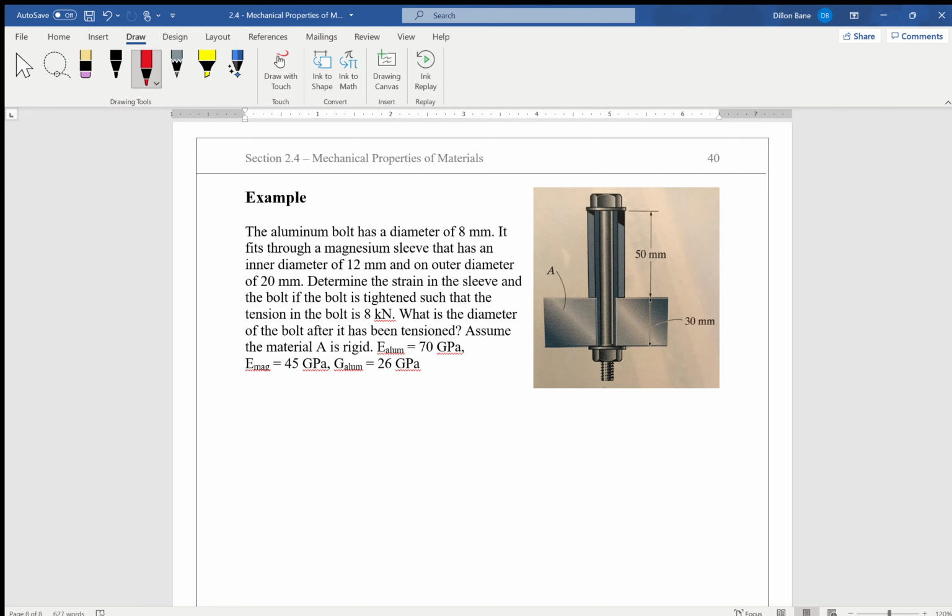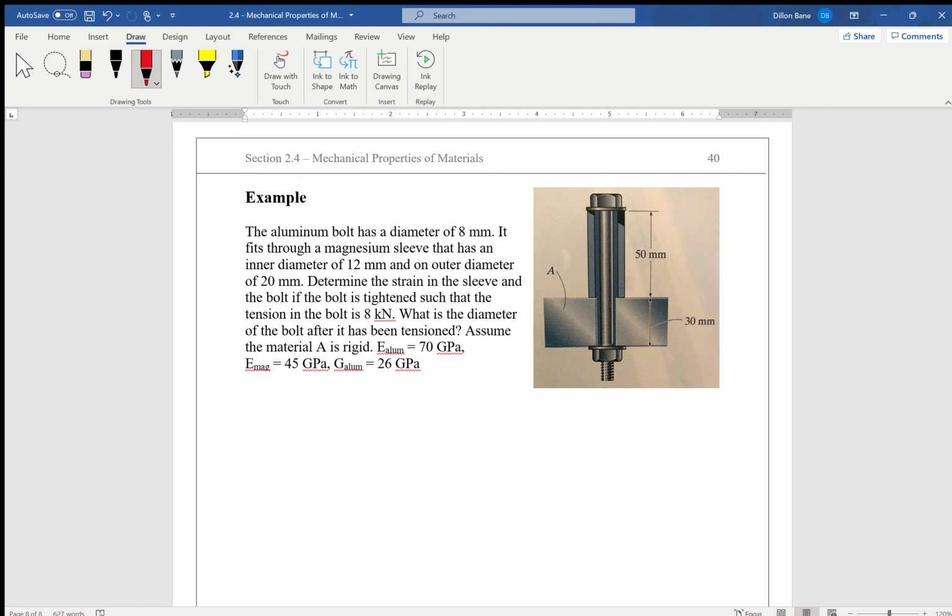So does that make sense to everybody? If this nut here was not tightened on the bolt at all, there would be no tension in the bolt, right? But as we tighten this nut down on the bolt, it's going to try and stretch this section of the bolt in between the head of the bolt and the nut. It's going to stretch it, and by doing so, we're going to induce tension in this bolt. All right. If we can crank on the bolt enough to where we get 8 kilonewtons worth of tension in the bolt, what is going to be the strain in the bolt and what is the strain in the sleeve?